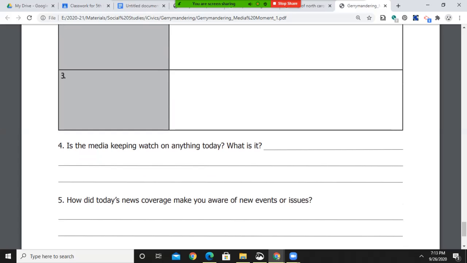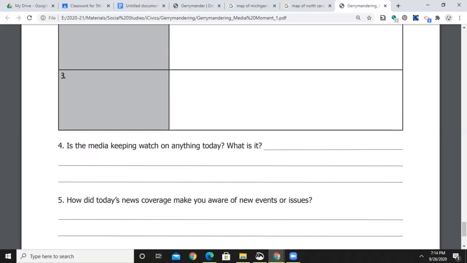Is the media keeping watch on anything today? What is it? Are you seeing a common denominator in the stories? Do we seem to be talking about politics or sports or weather? And 5, how did today's news coverage make you aware of new events or issues? Like, did you hear about something that you didn't know before?